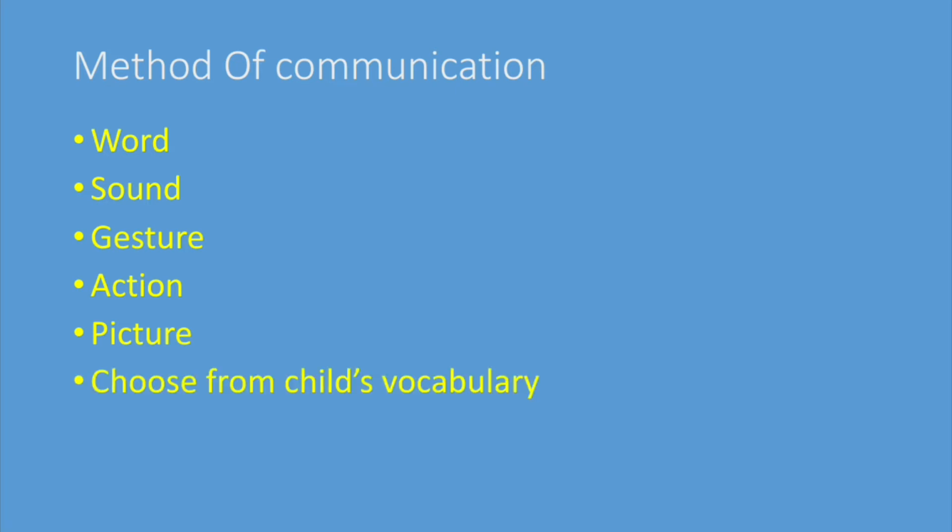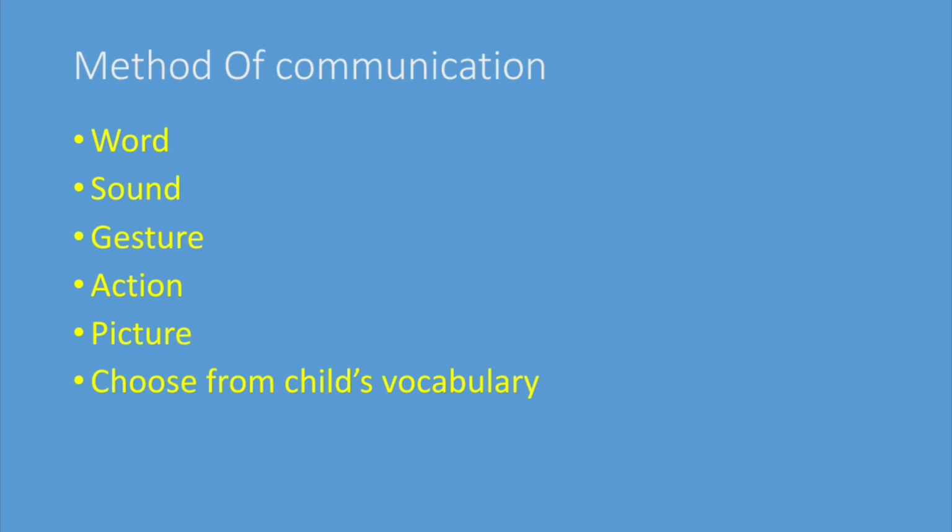Method of communication. It can be a word that relates to this particular act. It can be a sound like poo or ka, kaka. It can be a gesture or it can be an action. And if the child cannot express through any of these methods, you can even use a picture card where there is a picture of a child sitting on the commode or on a potty, to make the child understand better. We need to choose from the child's vocabulary.